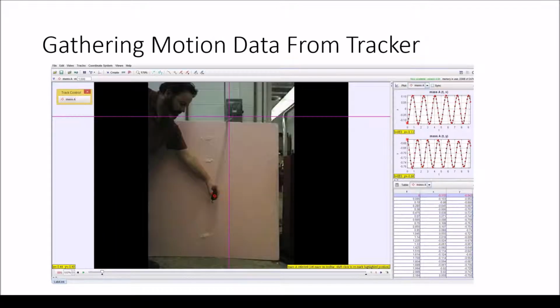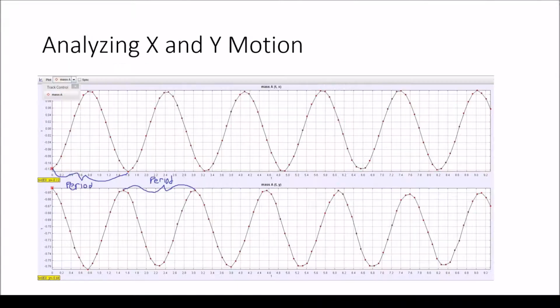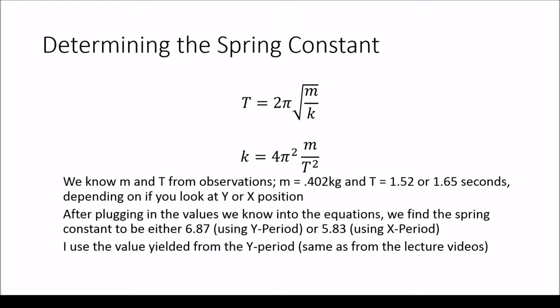Using Tracker, we gather motion data of the weight as it moves with the spring. Upon analyzing the y and x position data, we can determine the period of oscillation for the system, the time it takes for one cycle to occur. After manipulating some equations, we can solve for the spring constant using the period we just found. I used the period given in the lecture video, which is 1.52 seconds. This yielded a spring constant of 6.87, just like in the lecture video.